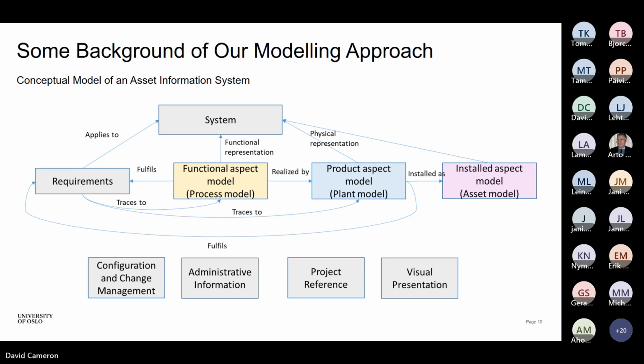So here's our conceptual model of an asset information system using these aspects with some life cycle. And what we say is that there is a system that we wish to build, and there are different aspect representations of that. When we start in design, we look at the functional aspect first, and then that functional aspect process model is realized by a product aspect model, and then you have an installed breakdown as well. And then you have under that, at various degrees, configuration change management, administrative information, project reference, visual presentation.